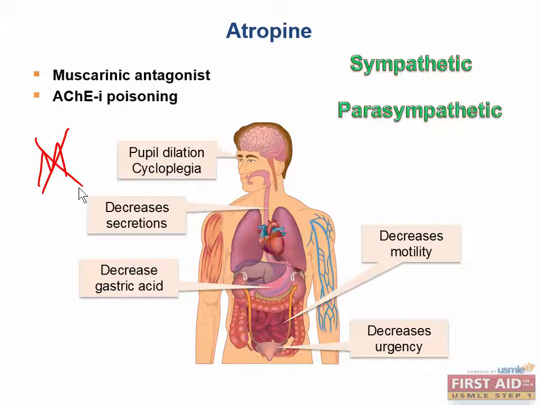Like I just said, atropine acts the opposite of the parasympathetic system, so it'll act to mimic the sympathetic system here. Remember, the parasympathetic system causes bodily secretions, and atropine will block these.